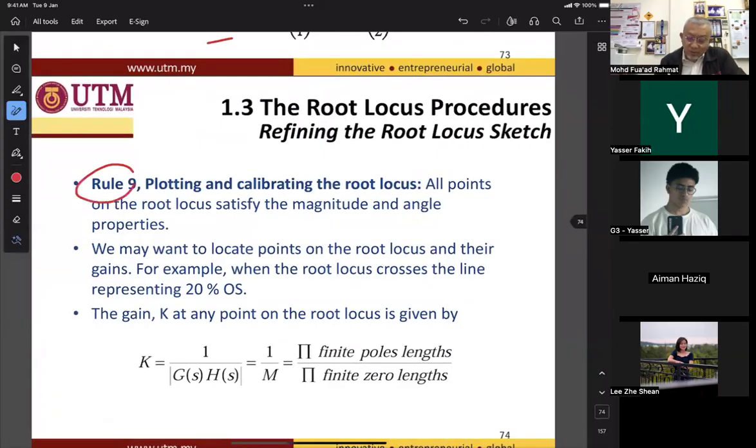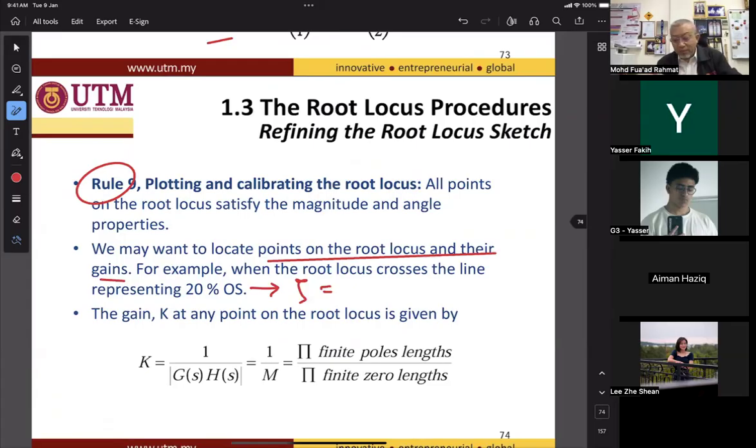Right, we go to rule number 9, plotting and calibrating the root locus. All points on the root locus satisfy the magnitude and angle properties. So we want to locate points on the root locus and their gain. For example, when the root locus crosses the line representing 20% overshoot, what is the gain over there? What is the closed loop pole? What is the zeta value?